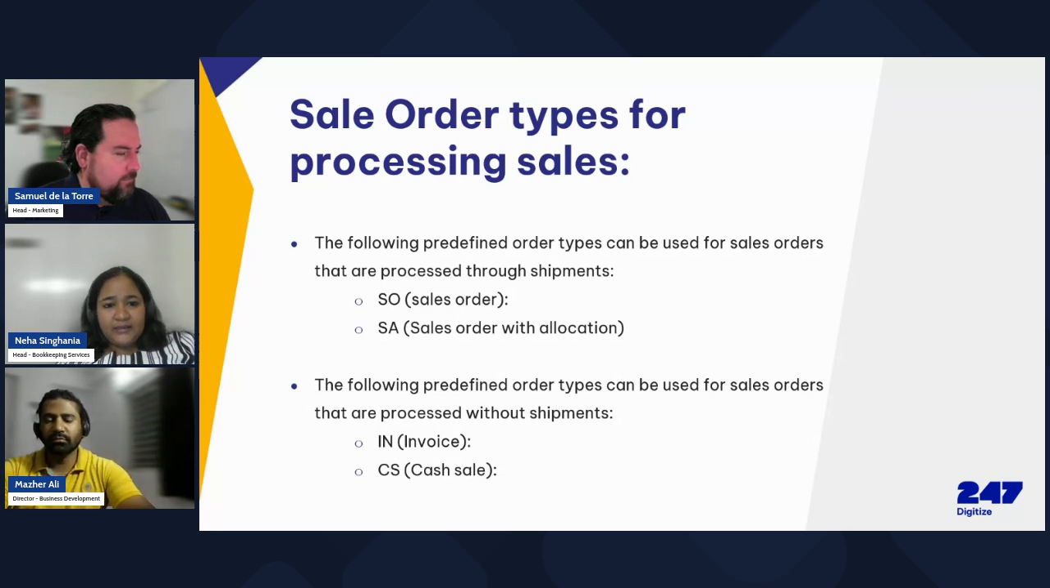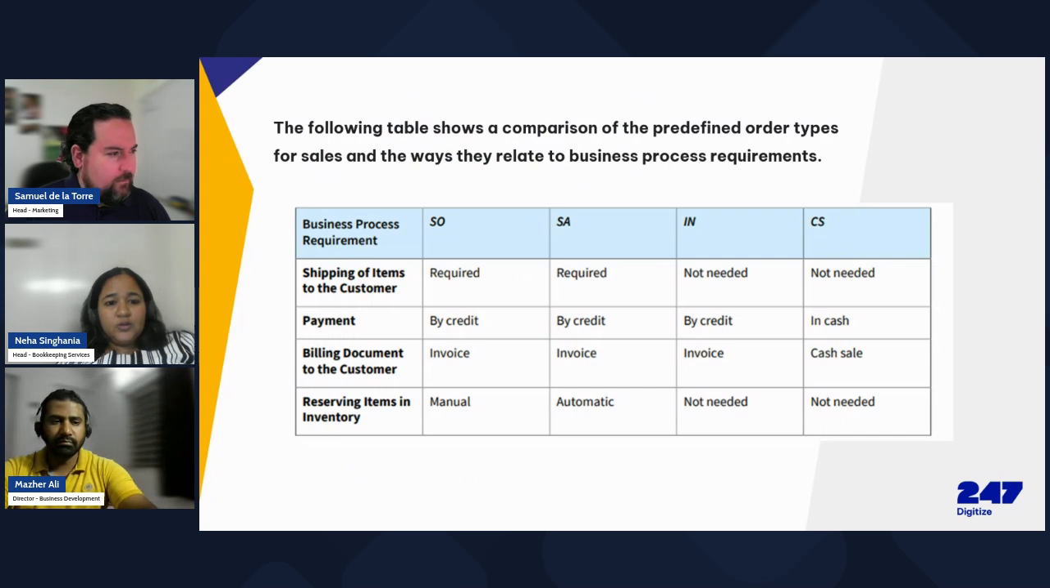In the following slide, you'll see a table which shows a comparison of the predefined order types for sales and the ways they relate to business process requirements. So, SO and SA always require shipment. So, shipping of items is required, whereas IN and CS do not require a shipment. So, shipping of items is not required.